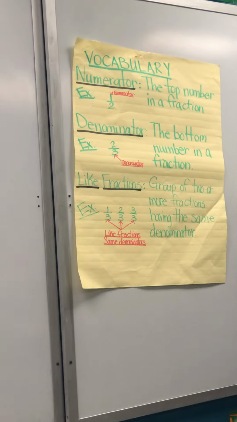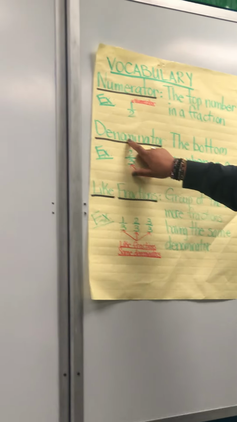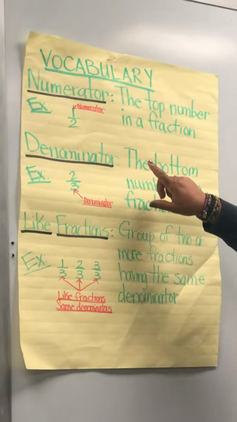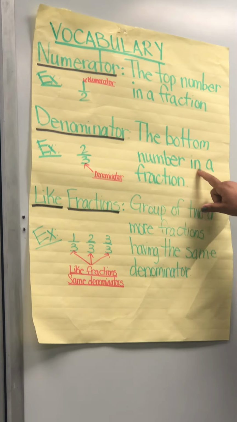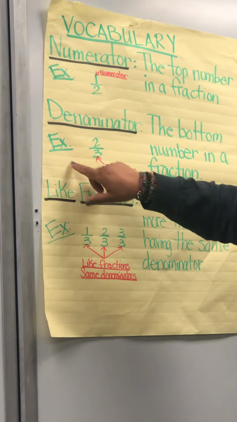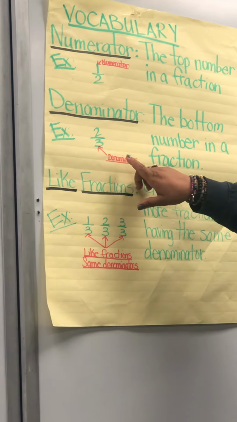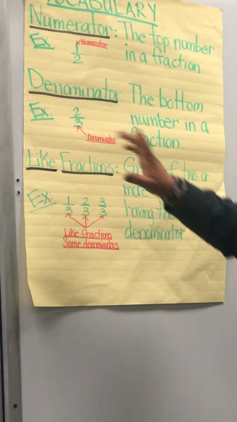Okay. So, next we have the denominator. The denominator is the bottom number in a fraction. Example, 2 over 3. The denominator represents the 3. Real simple.